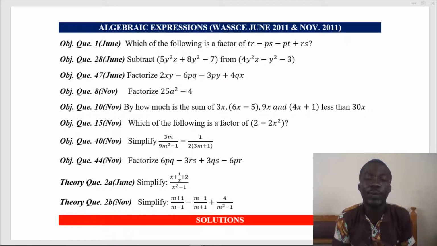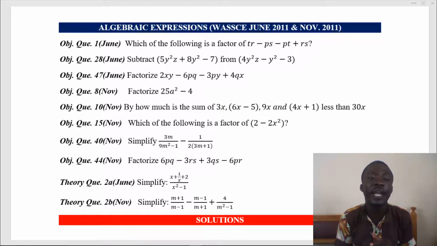In this tutorial, we are going to solve the algebraic expressions questions in our WASSCE June 2011 and November 2011. Objective question 1, June. Which of the following is a factor of TR minus PS minus PT plus RS?